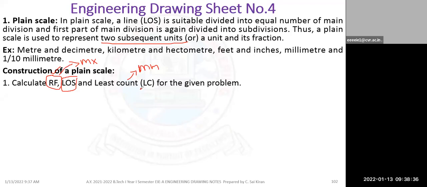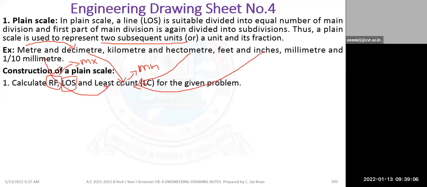So what is the least unit you can measure? Suppose you have created a meter and decimeter scale, then decimeter is the least count. If you have created kilometer and hectometer, then hectometer is the least count in that scale. If you have created feet and inches, inches is the least count. The least possible measuring unit is the least count. If you see millimeter and 1/10th millimeter, then 1/10th millimeter is the least count of that problem.